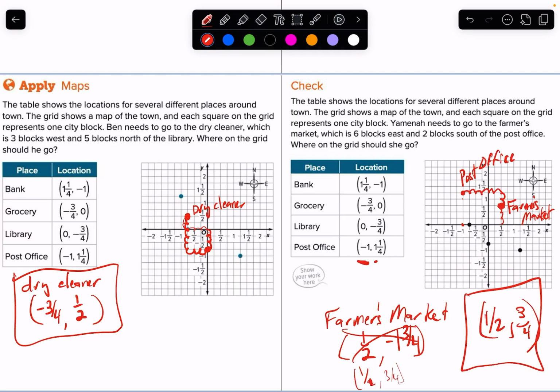I should have marked this as minus and plus so that I knew that I went to quadrant number 2. That would have been easier. That way I have the right starting point and then move the right way.